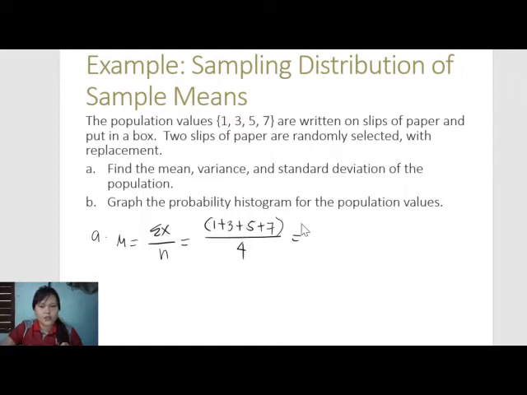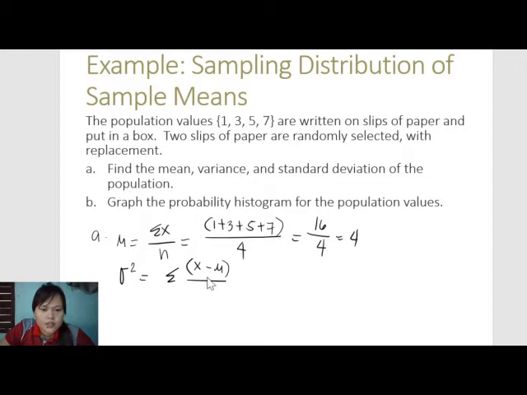16 over 4, which is 4. Okay, next, variance. The formula of the variance is the summation of (x minus the mean) squared, over n. So we can take it one by one.